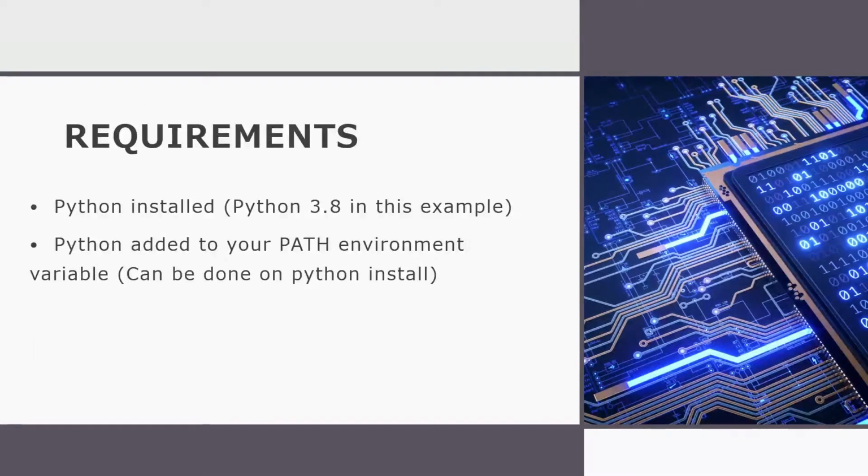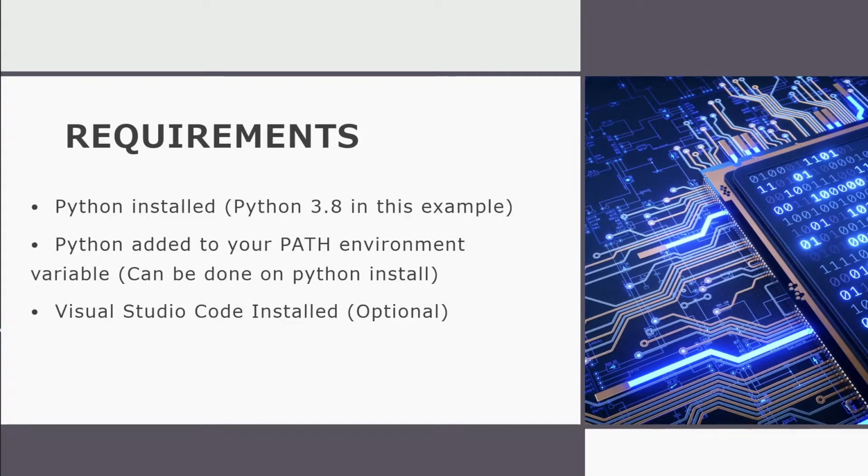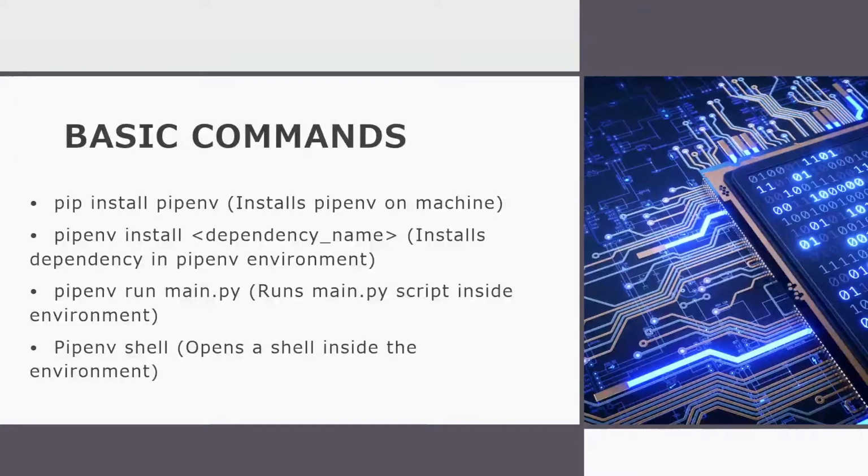To follow this guide, you only have to have Python installed and add it to your path environment variable. This could be done on Python install and also afterwards. In this example, I will show how to run the Pipenv environment in Visual Studio Code, so it's a good idea to have it installed before the practical example that I'm about to show you.